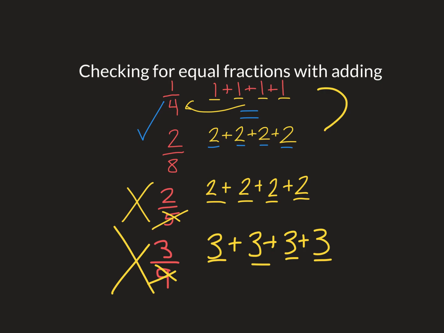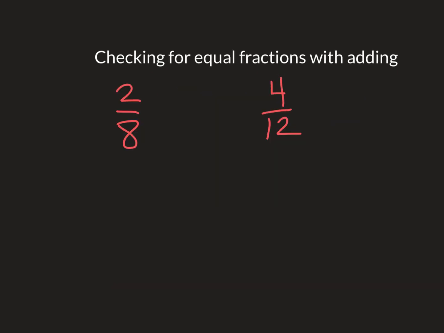So let's try another one together and one on your own. I want you to use numerator skip counting to see if these fractions are equal. Remember, what you want to do is skip count the 2's until you get 8. Then skip count the 4 the same number of times and see if it equals 12. Pause the video and try this on your own, and play the video when you're ready to watch me show you the answer.